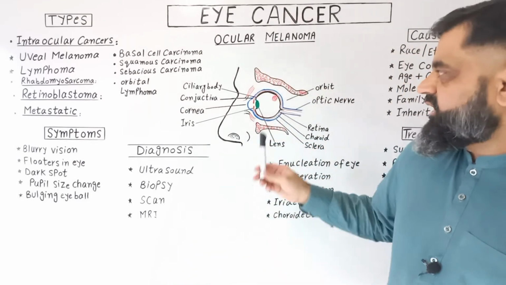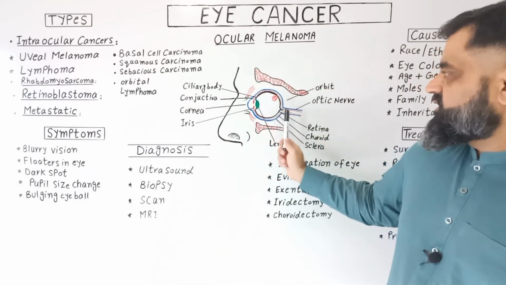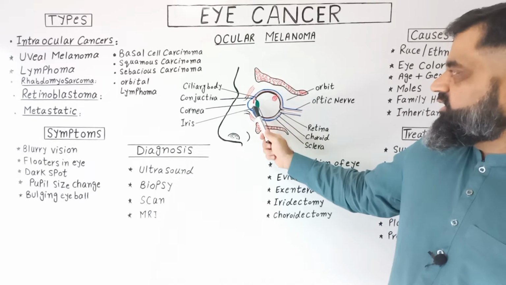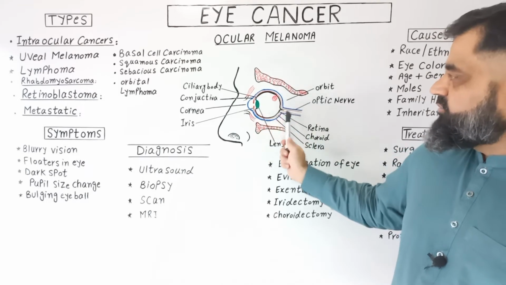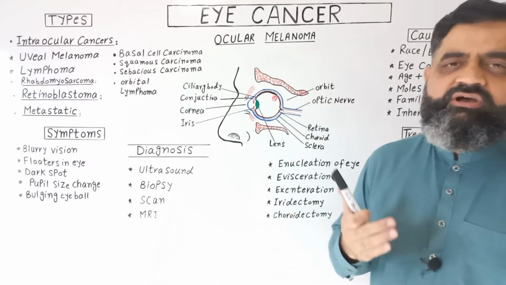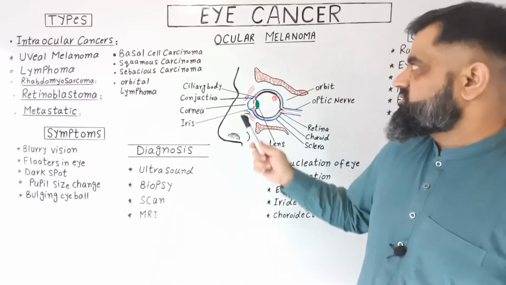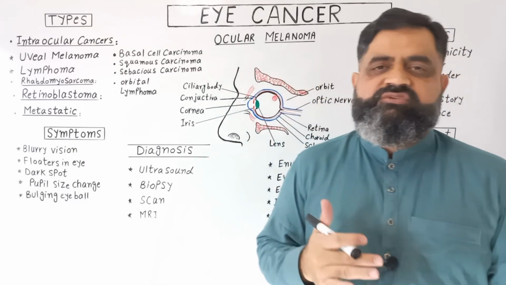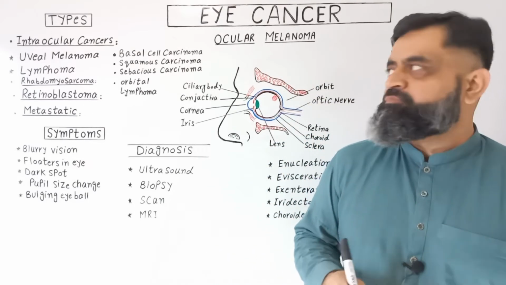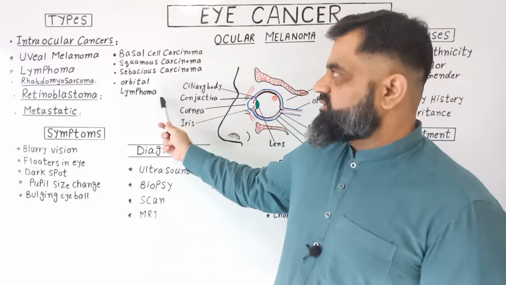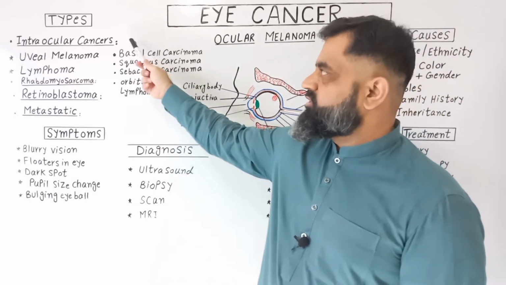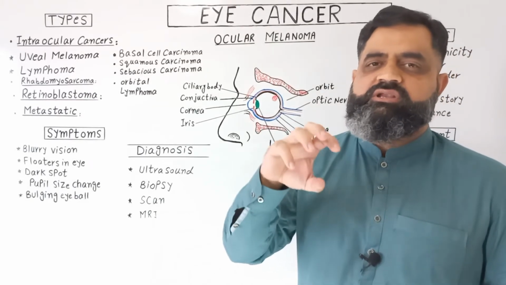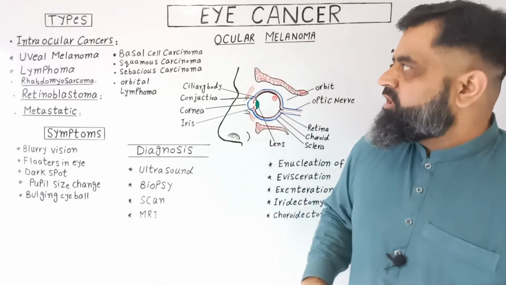So cancer can start at any level, at any stage. Cancer usually starts at the choroid level, cornea level, iris level, and it can be any place in the structure of the eye. If the cancer starts in the eye, this is known as ocular melanoma. So first of all, we are going to discuss different types of cancer. There are many types of cancers which start in the eye, and usually these are known as intraocular cancer because they are present or start inside the eyeball.